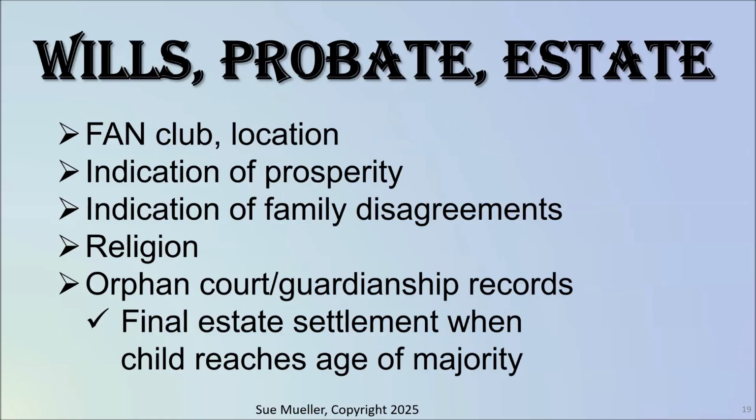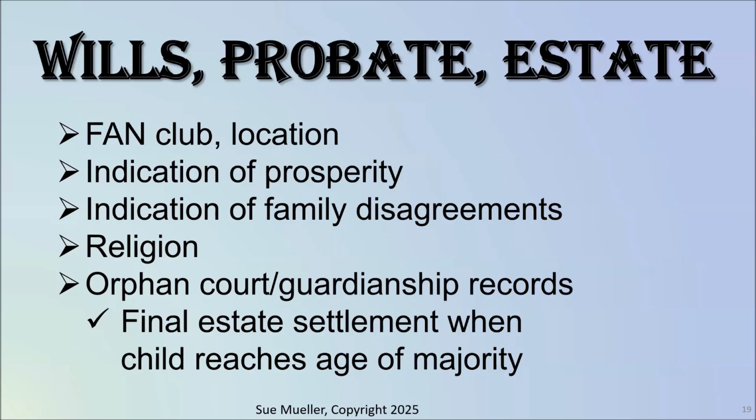Wills, probate, and estate records. If someone owned property, even if he, most likely a he, died without a will, there will be estate records. So don't give up if your ancestor died without a will. And now FamilySearch has started indexing complete documents using AI. So they are indexing the people who are in the will, not just the person who wrote the will. And they're doing that with land records too.